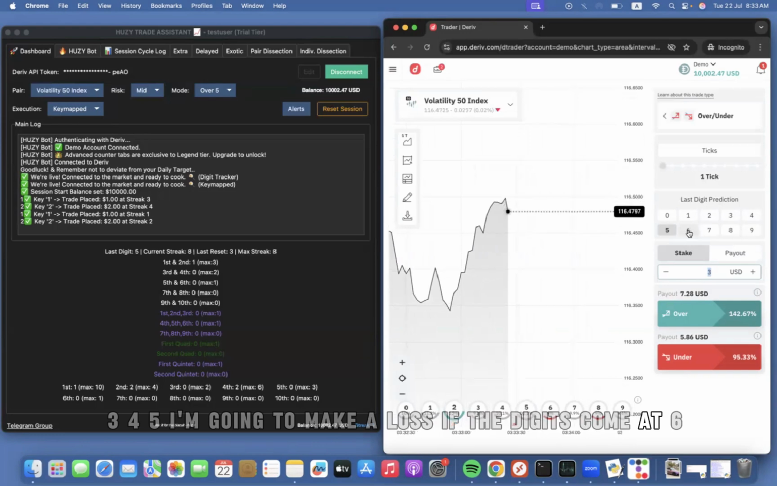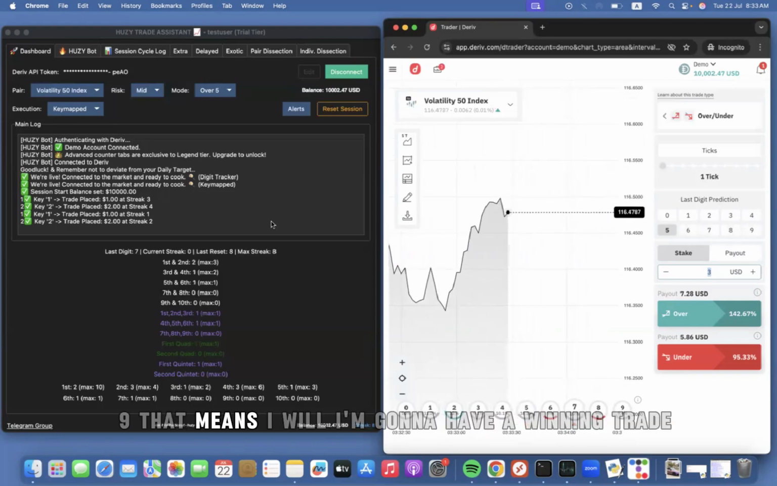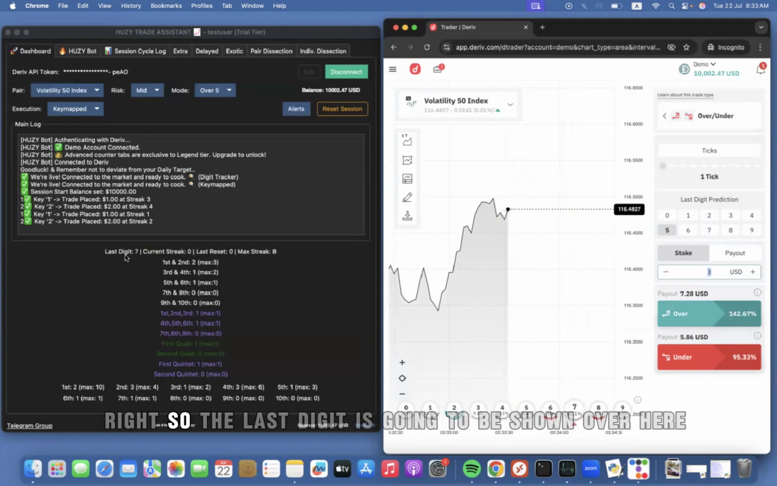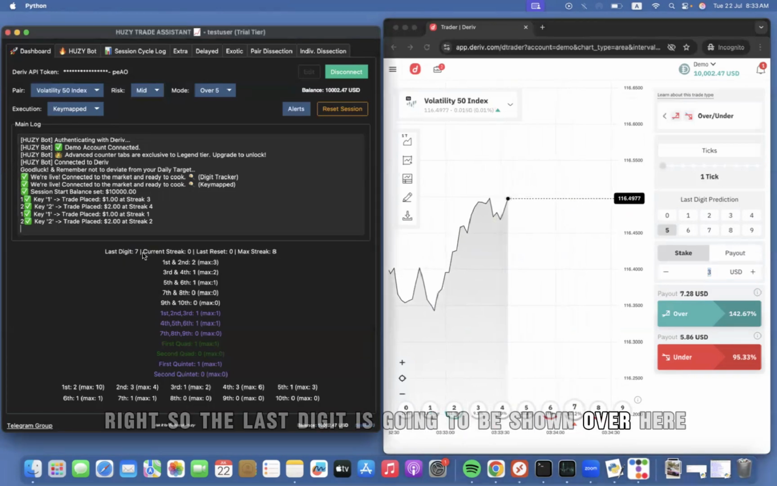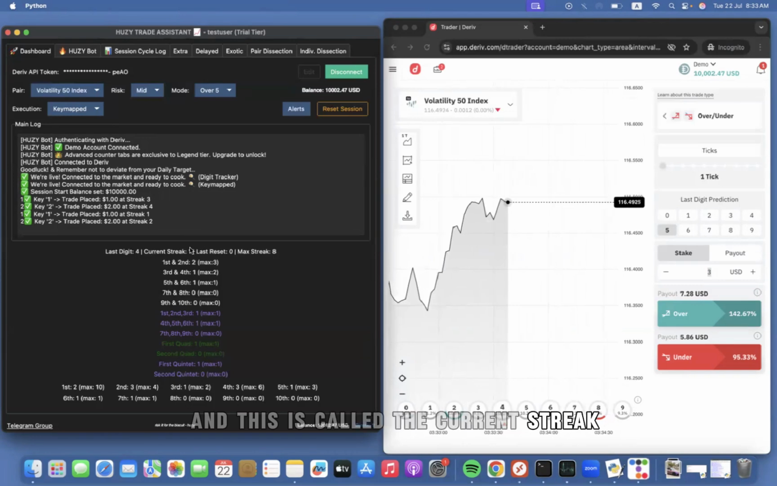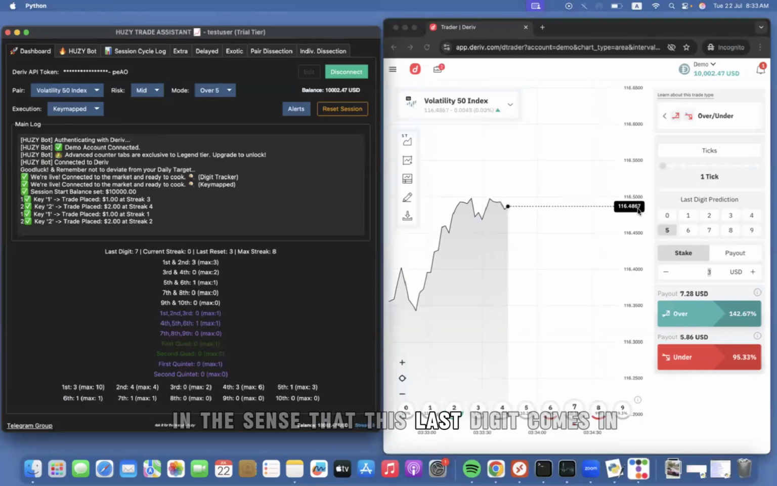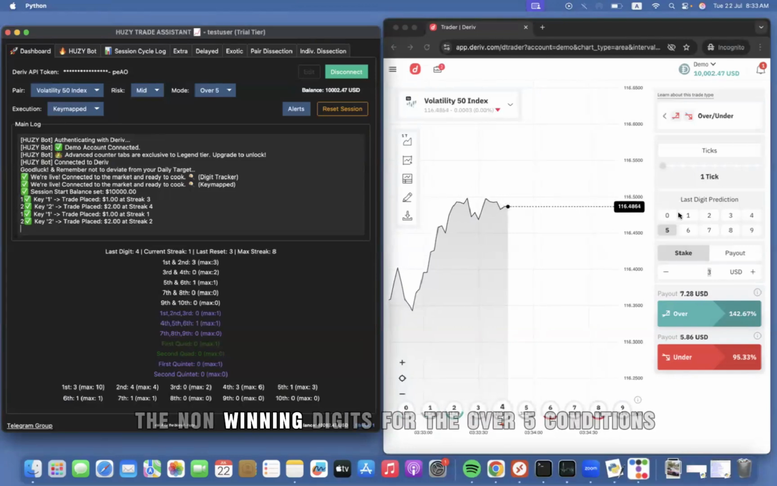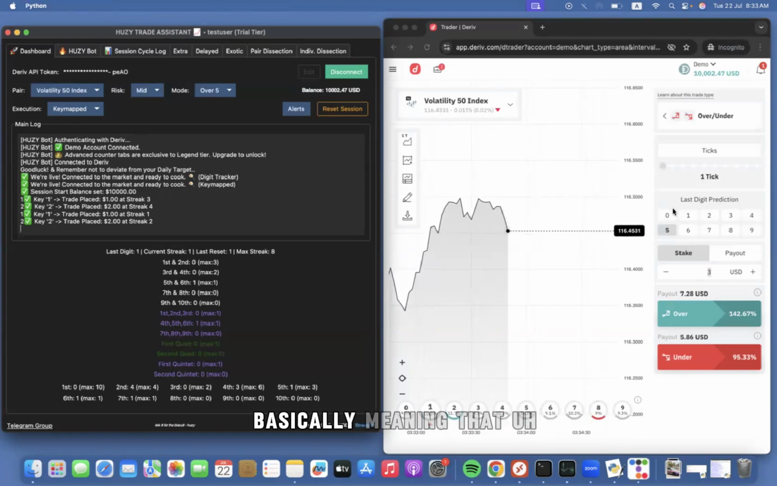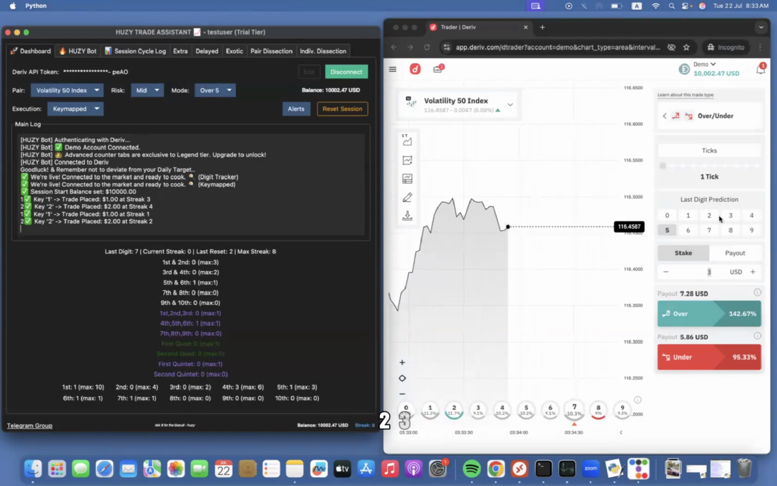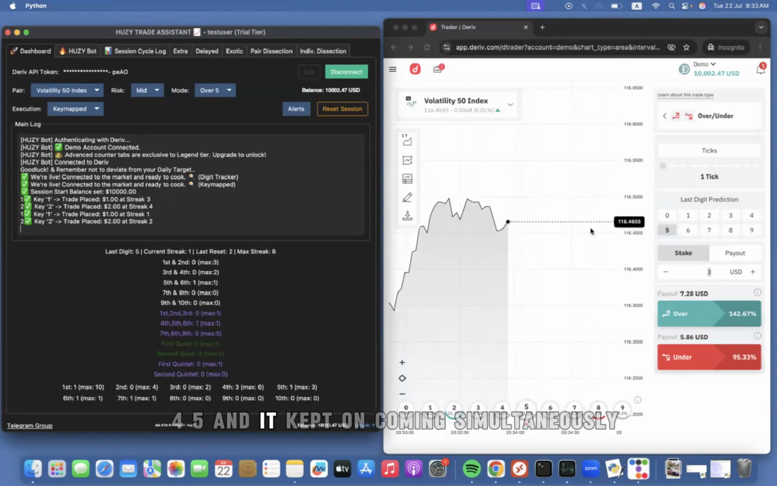If the digits come at 6, 7, 8, 9, that means I'm going to have a winning trade, right? So the last digit is going to be shown over here, and this is called the current streak. Now, how this current streak works is that as soon as your digits start increasing, in the sense that the last digit comes in the non-winning digits for the over 5 conditions, basically meaning that the last digit was either 0, 1, 2, 3, 4, 5, and it kept on coming simultaneously.